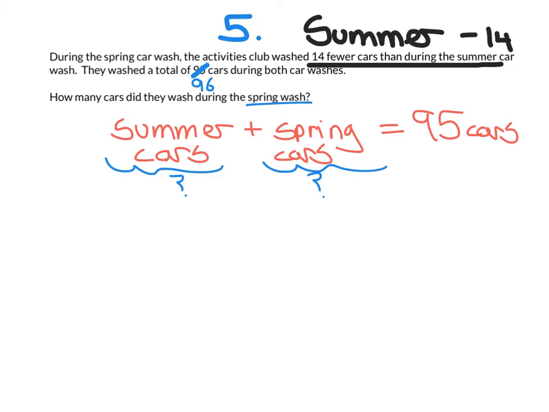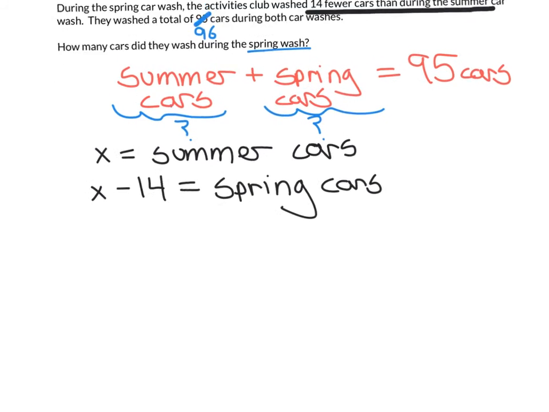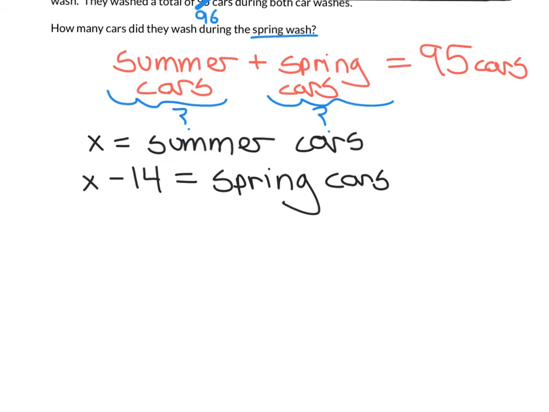So now I'm at the point where I can say what my variables represent. My X is going to represent my summer cars washed. The summer cars minus 14 gives me the number of spring cars washed. Okay, so my X is my cars washed in summer, and my summer cars minus 14 gives me my spring cars. Now, I'm told that when I add these two together, I should get 95 cars total washed.